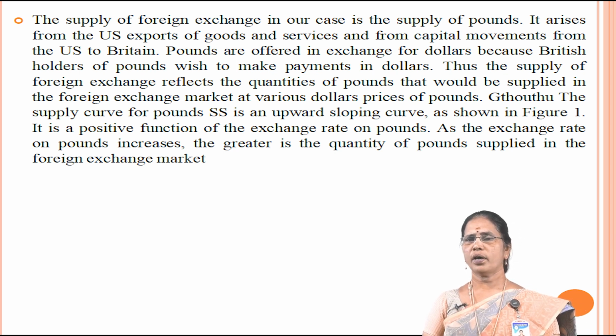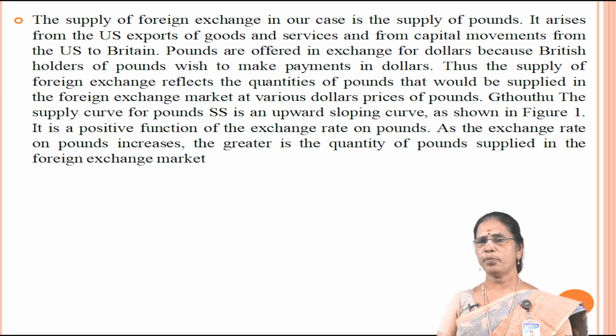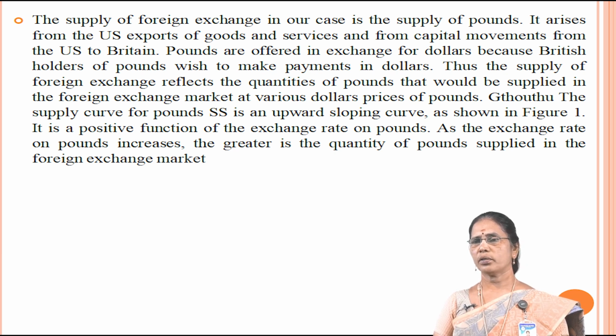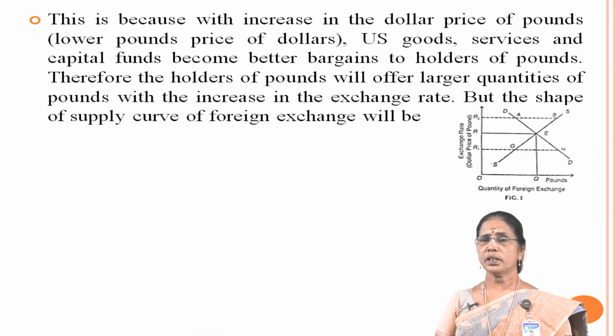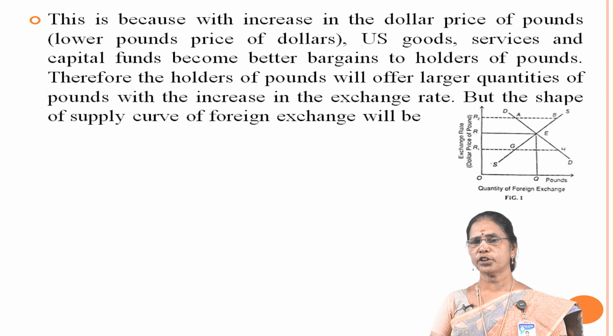The supply curve for pounds, SS, is an upward sloping curve, as shown in figure 1. It is a positive function of the exchange rate on pounds. As the exchange rate on pounds increases, the greater is the quantity of pounds supplied in the foreign exchange market. This is because with the increase in the dollar price of pounds, US goods and services and capital funds become a better bargain to holders of funds. Therefore, the holders of pounds will offer larger quantities of pounds with the increase in the exchange rate.